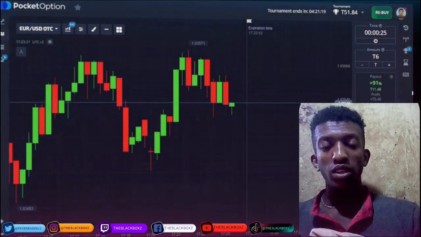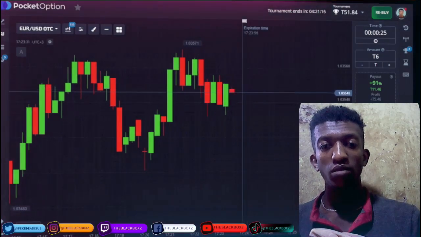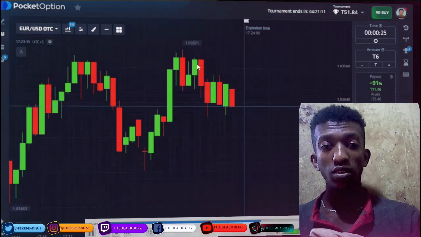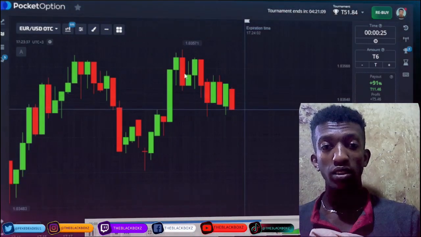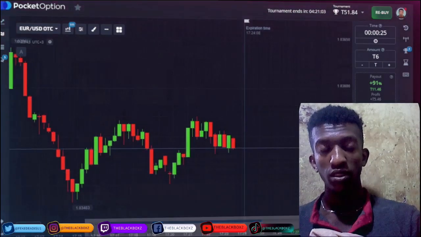Another black box being formed. You can sell or buy that thing once this thing breaks. Okay. Still we are in this scenario right here. So still a resistance around it. This is a huge resistance around it. Okay, as you can see.